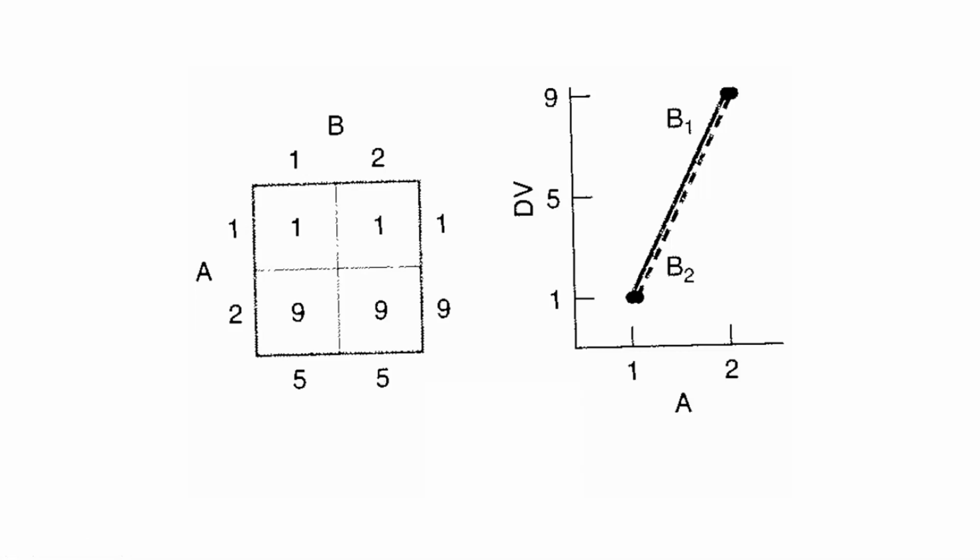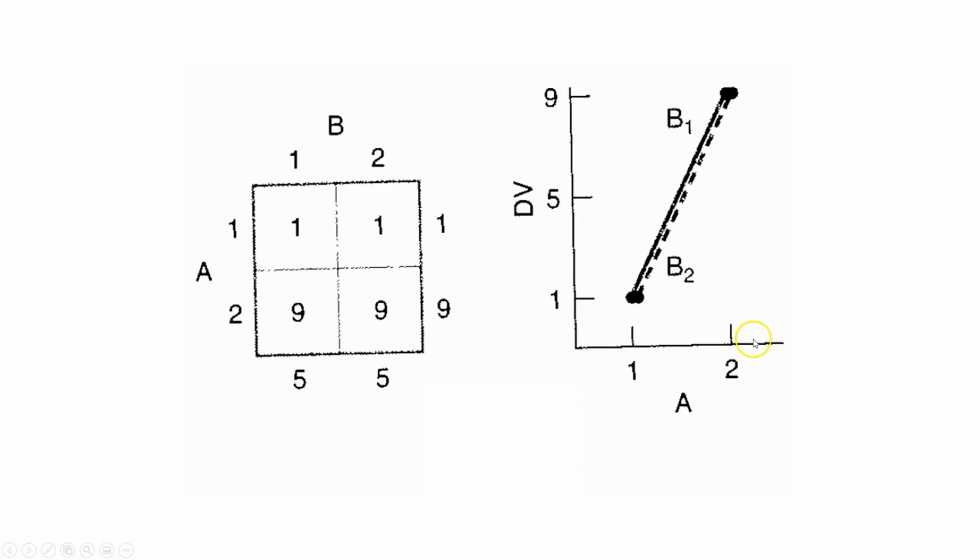So, is there a main effect of factor A? Yes, 1 and 9 are very different from each other. Is there a main effect of factor B? No, 5 and 5 are not different from each other, so there's not a main effect of factor B. And then finally, we have to ask, is there an interaction?